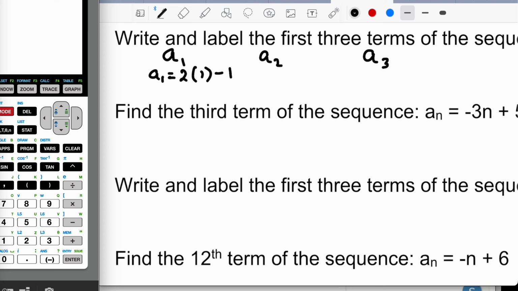All right, 2 times 1 is 2, minus 1 is 1. So a sub 1 is equal to 1. All right. A sub 2 would be 2 times 2 minus 1. 2 times 2 is 4, minus 1 is 3.